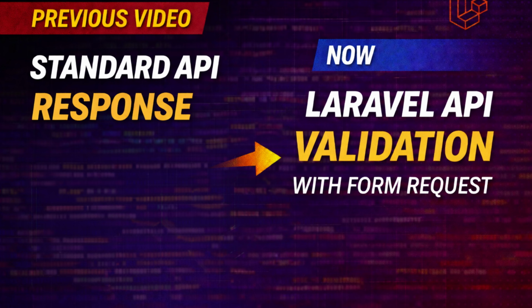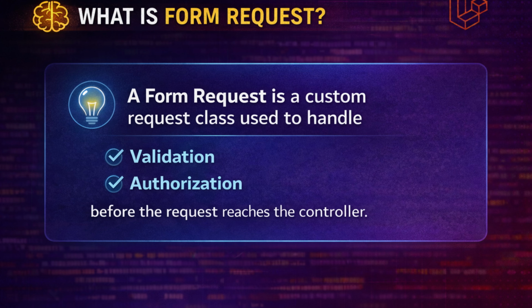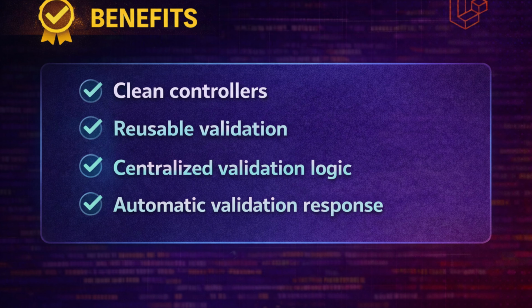Instead of writing validation logic inside controllers, Laravel allows us to move validation into form request classes, making the code cleaner and reusable. So the first question is, what is a form request? A form request is a custom request class used to handle validation and authorization before the request reaches the controller. So the benefit is, our controller is clean and the validation rules are reusable. We can reuse them in other controllers or functions also, with centralized validation logic and automatic validation responses.